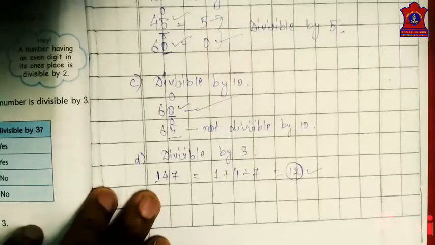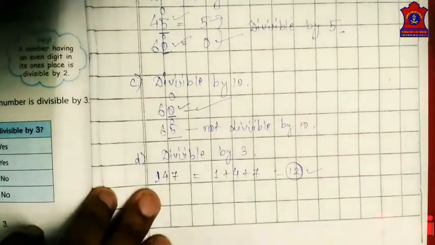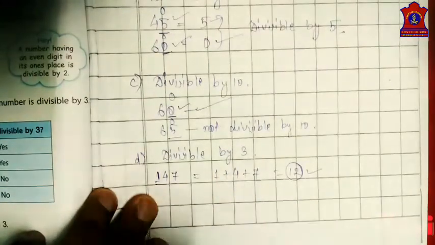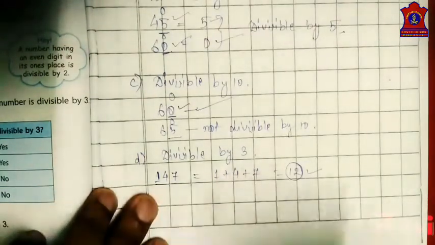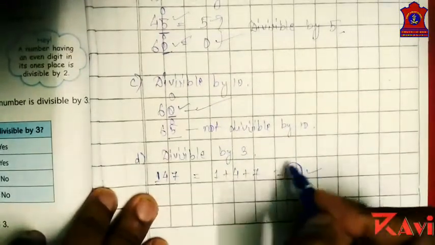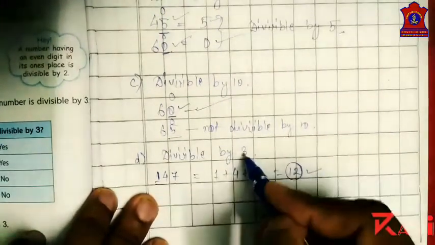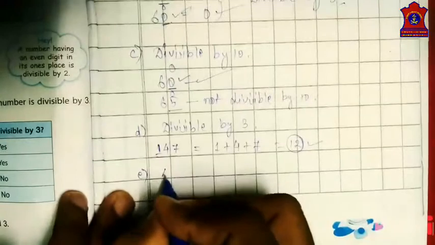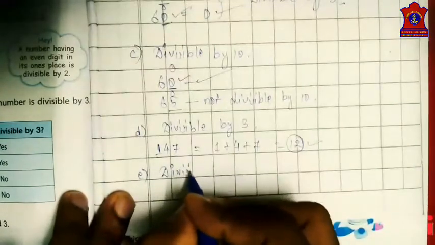So you can say that to find out if a number is divisible by 3, you need to add all the digits of the number, and we have to check that the sum is divisible by 3. Clear? Next rule of divisibility. Divisible by 6.